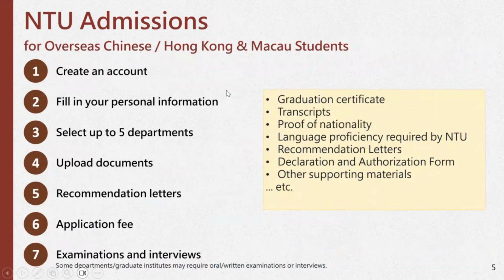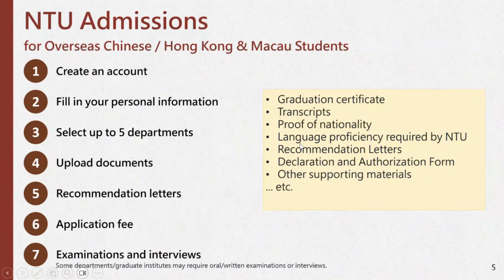If you want to apply through NTU Admissions, the steps are quite simple. First you have to create an account and follow through all the steps. Then you can apply to up to 5 departments. Depending on the requirements set by the departments, you will have to upload different documents. Some documents are the same for any program, such as graduate certificate, transcript, proof of nationality, and language proficiency requirements.